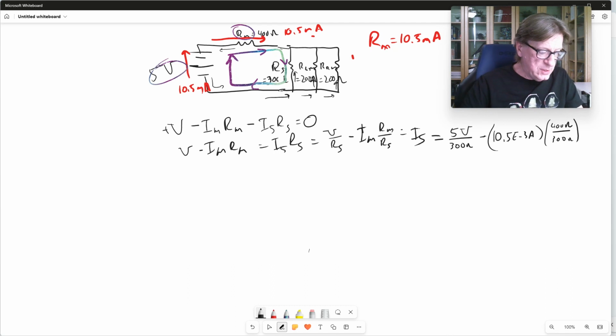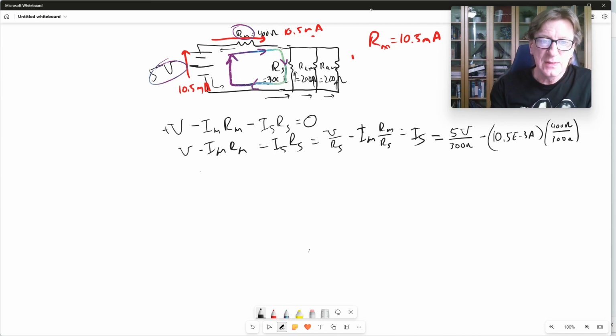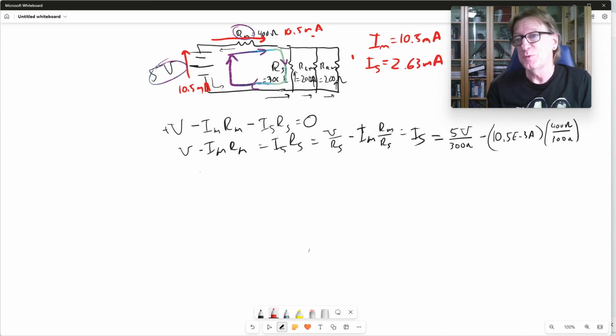All right, well, when you do the math, you should get something that looks like this. I'll put it back in red up here. You know what? We said that was R. That's actually I. Can't have a resistance that's measured in milliamps. So let's change that. So our main board current was 10.5 milliamps. The current through the sensor was 2.63 milliamps, which should be exactly what you got before. But we found it directly without a whole lot of algebra.